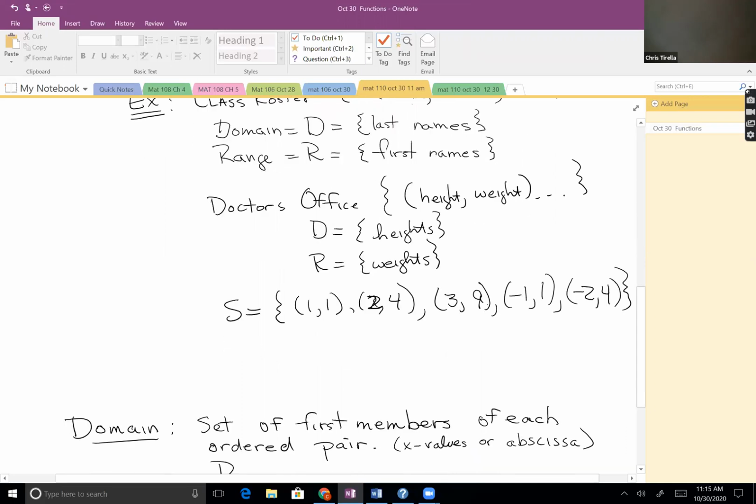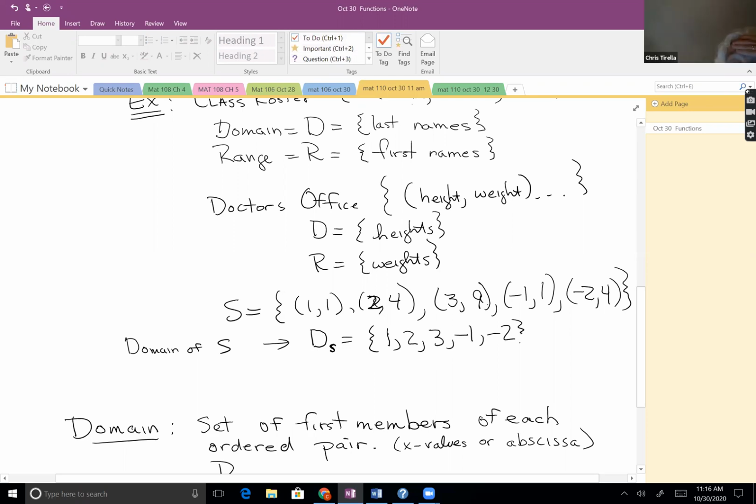This next one, I want to introduce a little bit different notation. The domain will use D. I'm going to put a subscripted S, and that subscripted S means I'm looking for the domain of the relation S. So here, if I asked you, what's the set of first members? If I were to list them, what would be in that set? 1, 2, 3, -1, and -2.